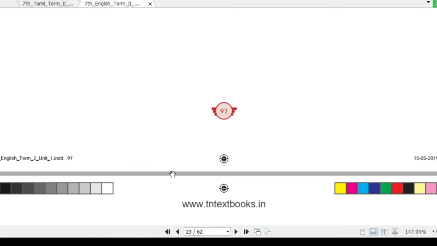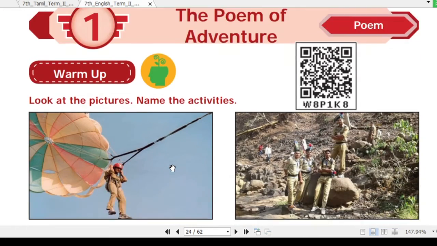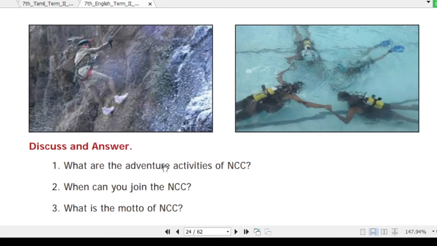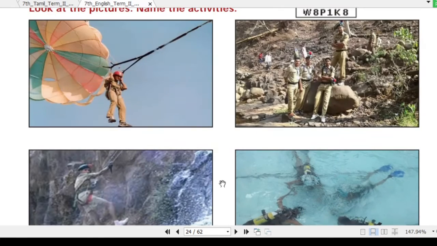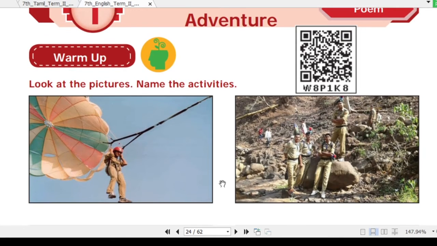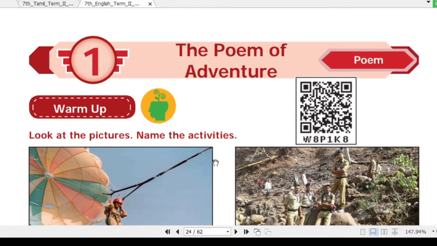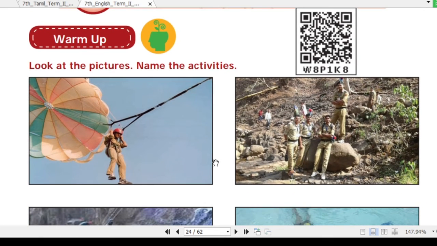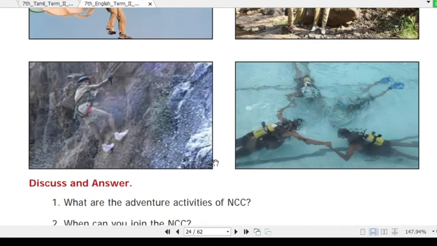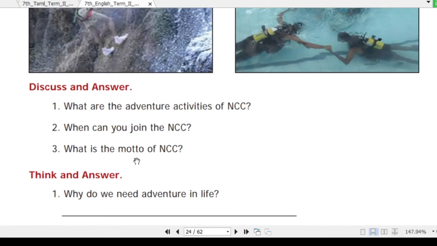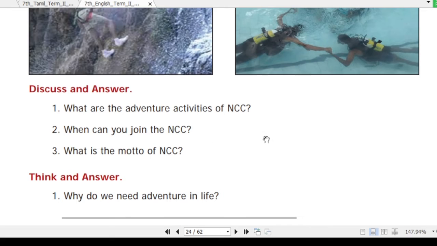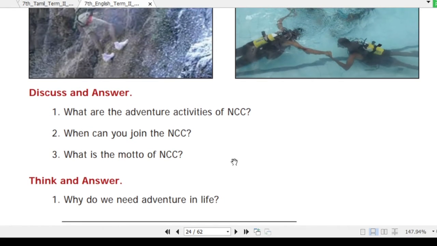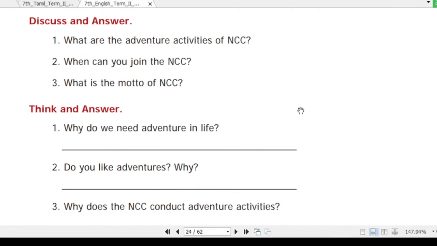Okay. Then what is the next one? The poem of adventures. What is this poem? What are the adventure activities of NCC? NCC means National Cadet Corps. So the students will go on adventure trips. Then what can you do? When can you join NCC? There is no NCC in your school. What is the motto of NCC?